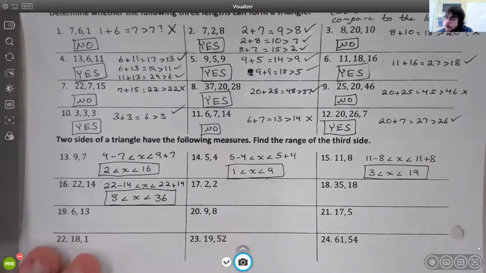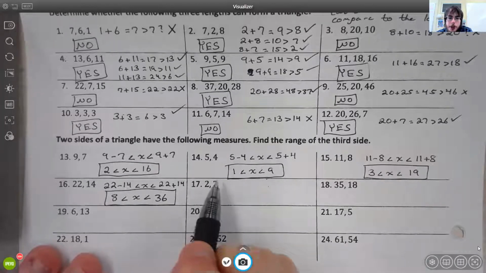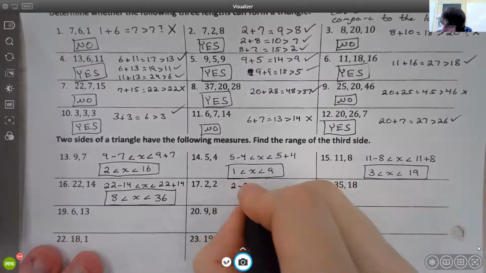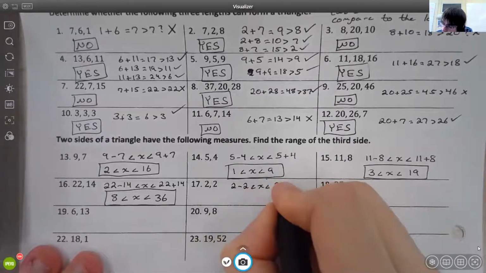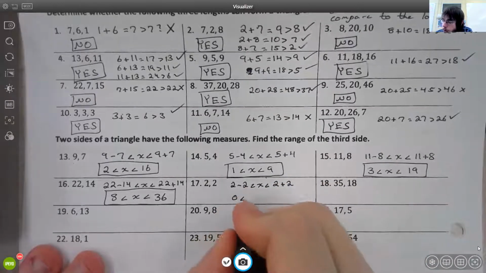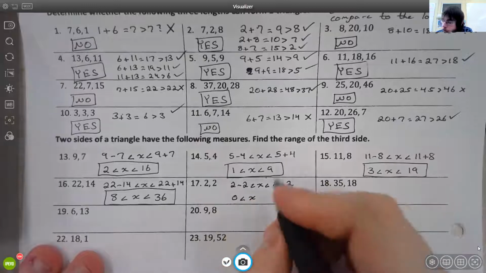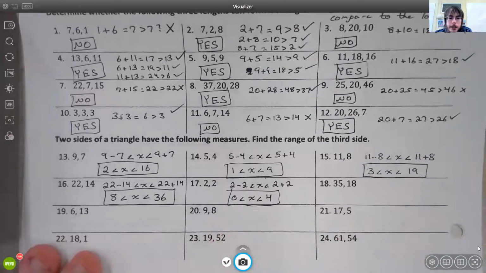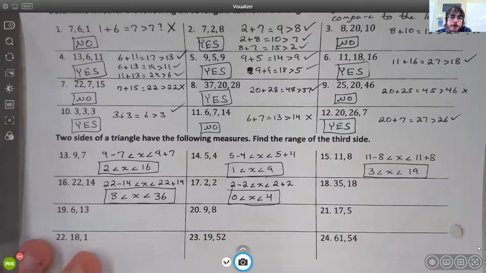Number 17, we have 2 and 2. These are each the same, but that's okay. We can still subtract them. So 2 minus 2, less than x, which is less than 2 plus 2. 2 minus 2 gives us 0. 2 plus 2 gives us 4. So x has to fall between 0 and 4.